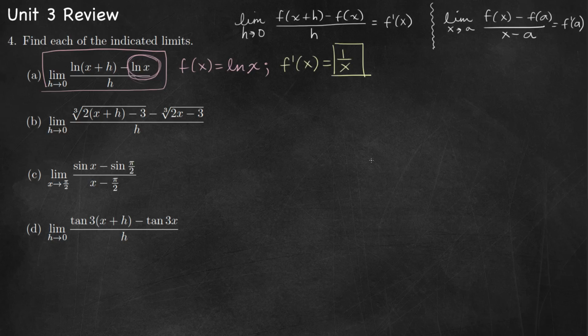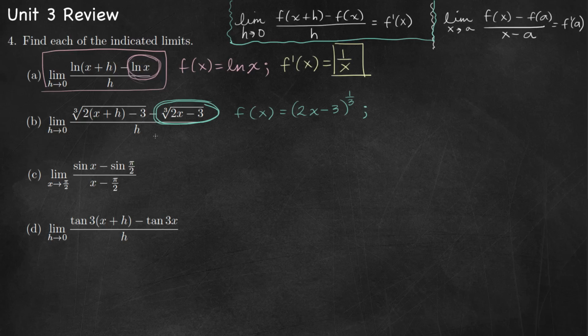Part B, we want the limit as h approaches 0 of the cube root of 2 times x plus h minus 3, minus the cube root of 2x minus 3, over h. Again, this is in the exact form of the first definition I wrote up at the top, the limit definition of the derivative. We can see h is approaching 0, and what comes after the minus sign is our function f of x. So f of x equals the cube root of 2x minus 3. I'm going to write that as 2x minus 3 to the power 1/3, just to make the derivative easier.